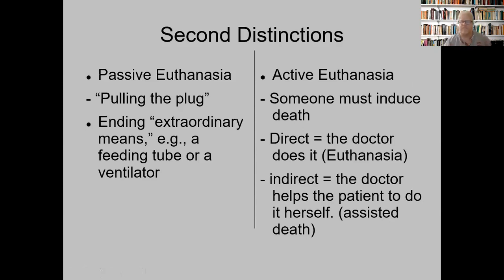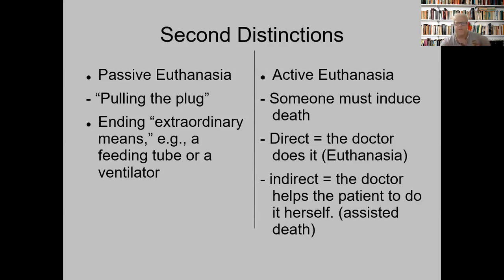Just a second set of distinctions. Passive euthanasia, which is legal just about everywhere. You only have to prove it's in accord with the person's wishes or their best interest. Passive euthanasia is pulling the plug, and it just means removing a feeding tube or a ventilator. Your person's on some kind of life support, and you remove the life support. And there can be battles about, are there really no other options? Would the person really want this? Does the family truly best express their wishes, and so forth? But if you can establish all that, it's legal just about everywhere.